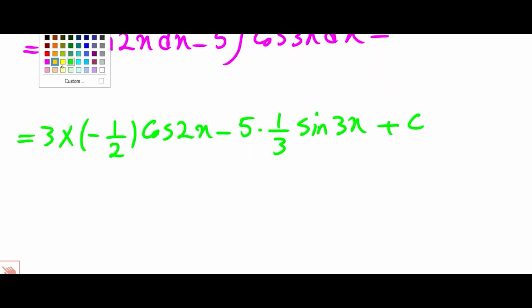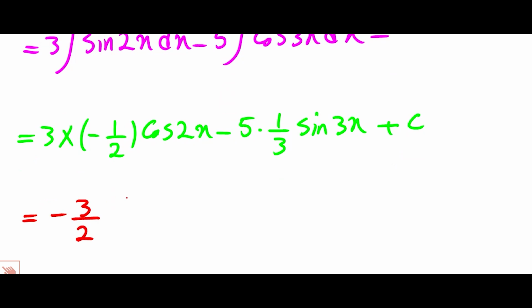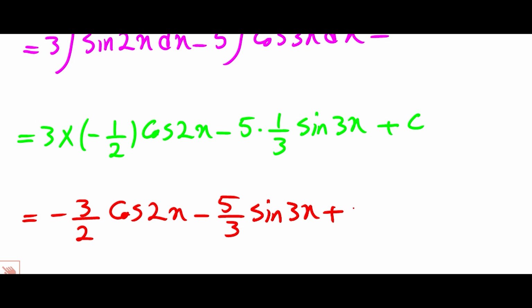And finally, answer equals -3 over 2 cosine of 2x minus 5 over 3 sine of 3x plus c.